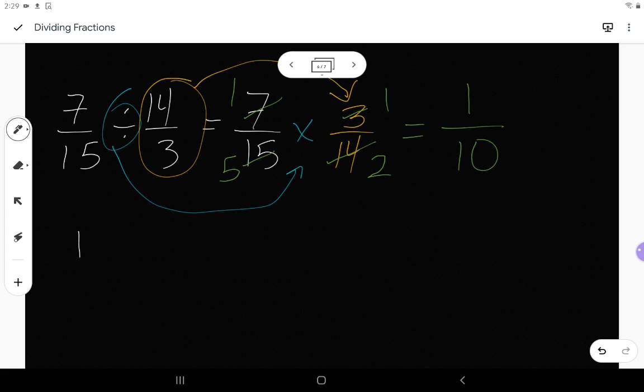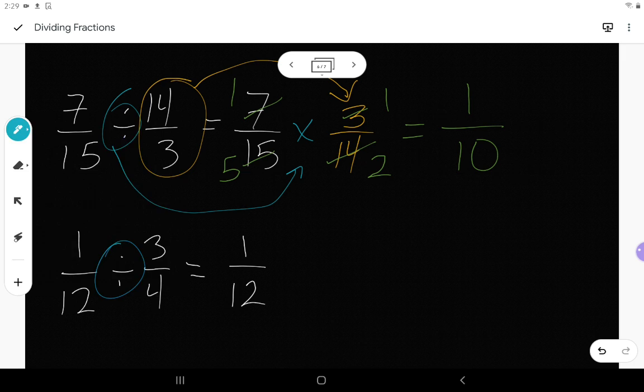Last one. What if I had 1 over 12 divided by 3/4? Okay, same thing. And actually pause it this time, those of you who didn't. Pause it. Time yourself. Okay, so I got 1 over 12. Instead of dividing, change it to multiplying. Second fraction, flip it upside down, find its reciprocal. That gives me 4 over 3.